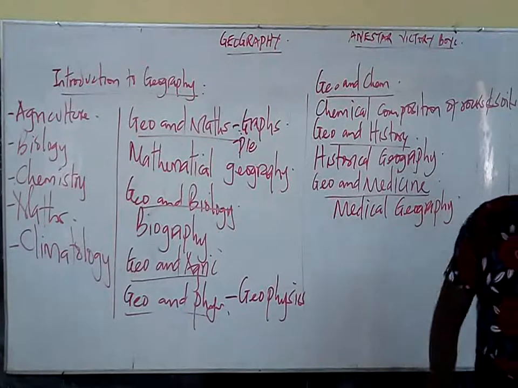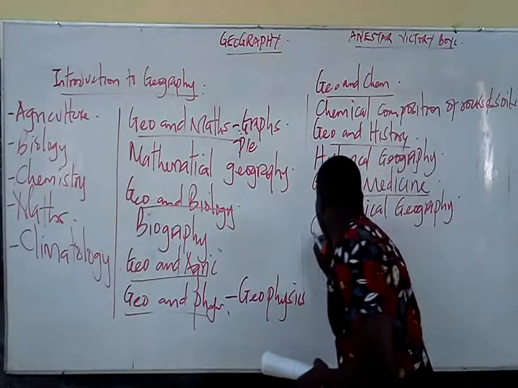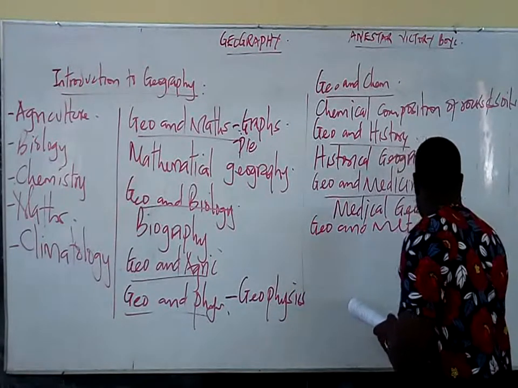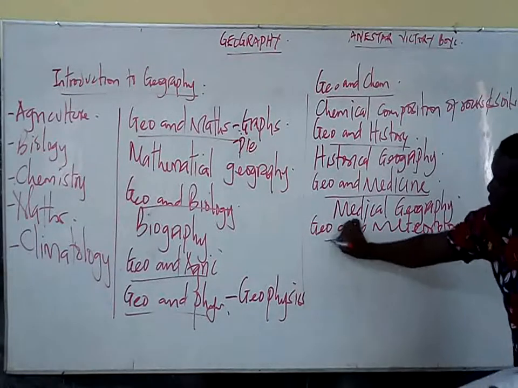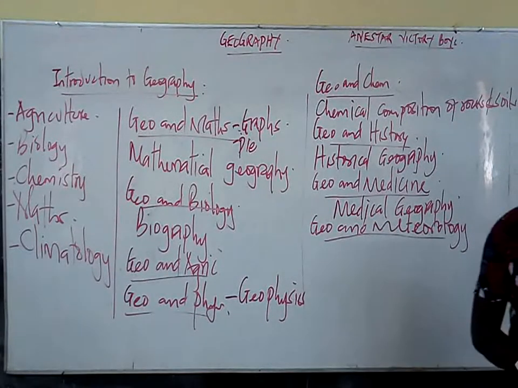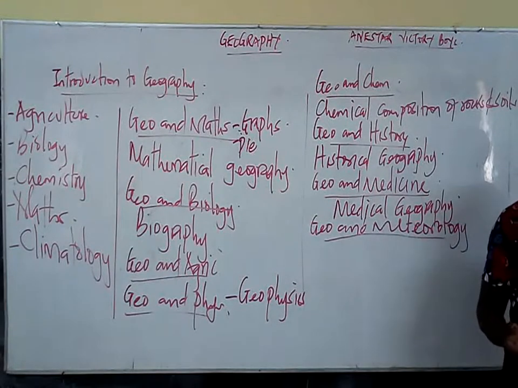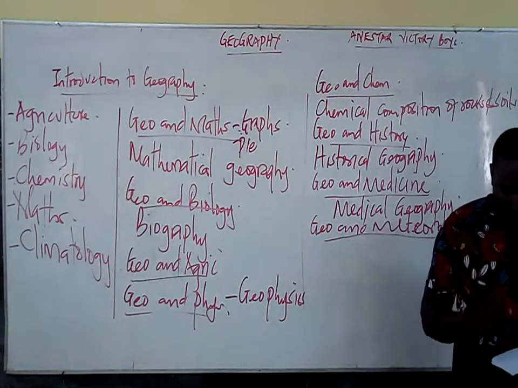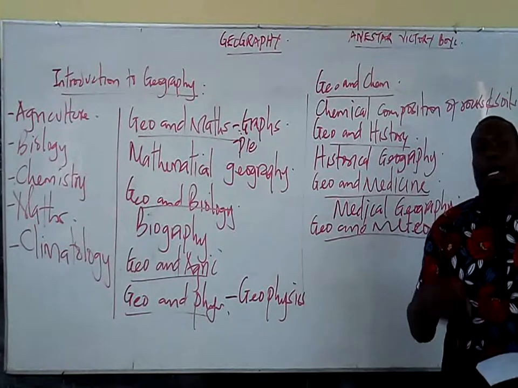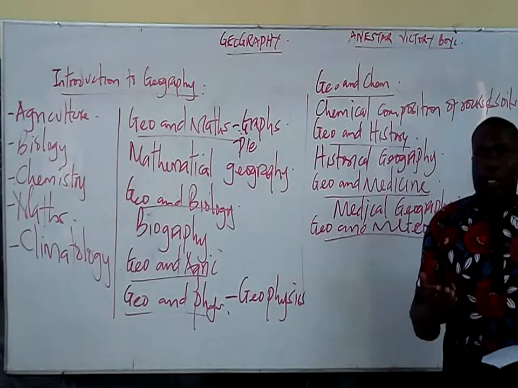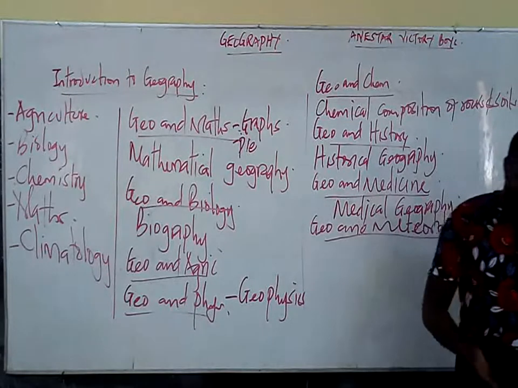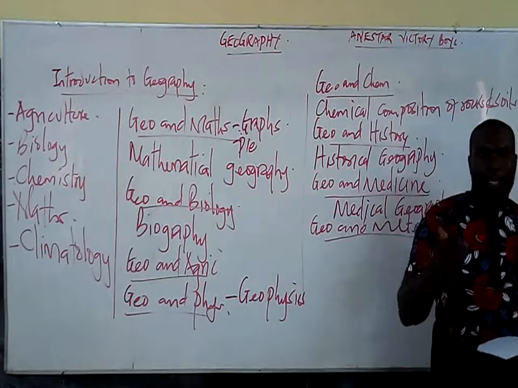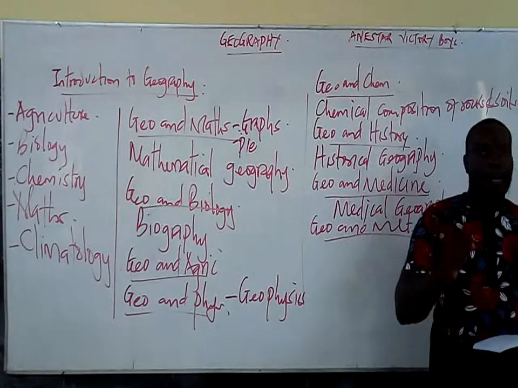Apart from geography and medicine, we also have geography and meteorology. This is another discipline that's related to geography. What do we understand by meteorology? We are talking of meteorology focusing on the atmospheric conditions of the regions and the weather. So when you look at the atmospheric conditions of the region, and how weather affects your environment, that is what we refer to as meteorology.